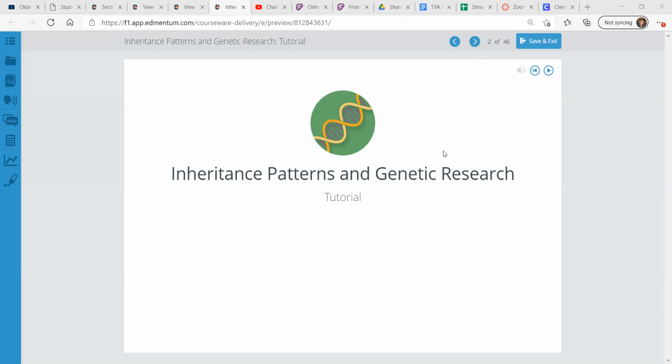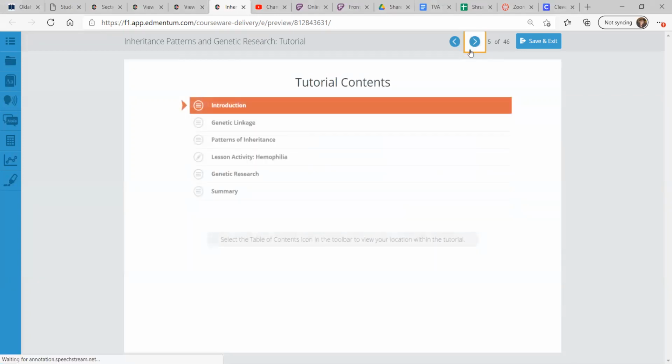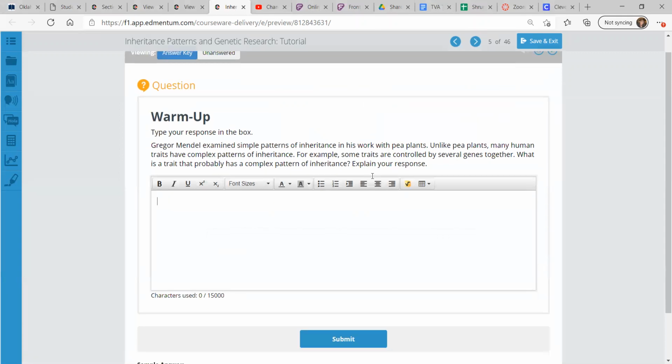We're going to look at inheritance patterns and genetic research. We're going to use statistics and probability to calculate variation and distribution of expressed traits in a population. Does that sound difficult? Well, it's not that difficult. Let's get into it. By the end of the lesson, you'll understand everything to a T.